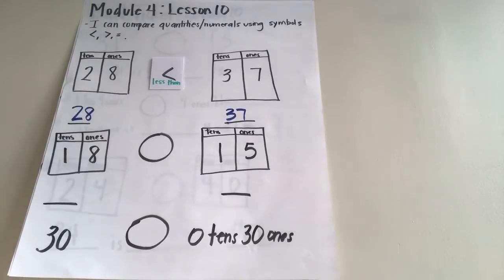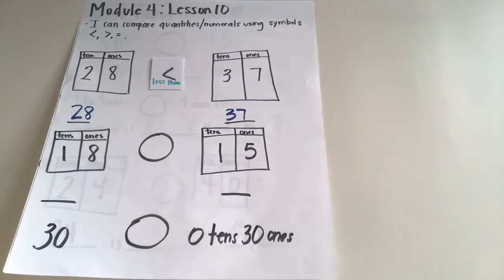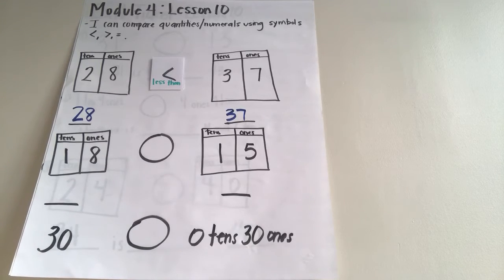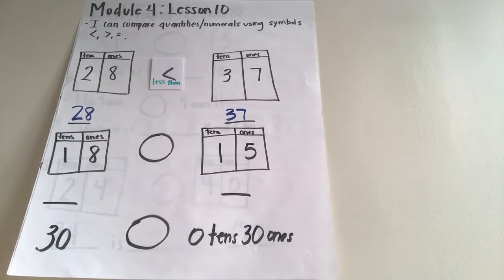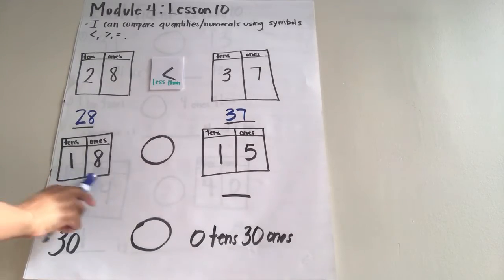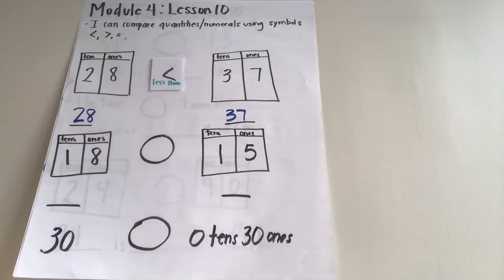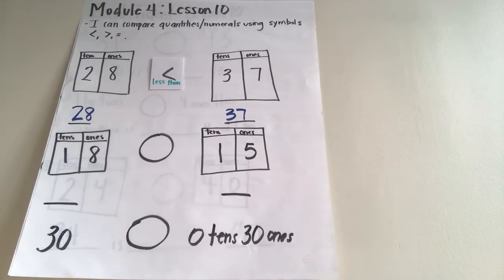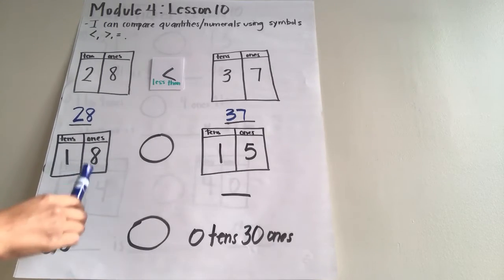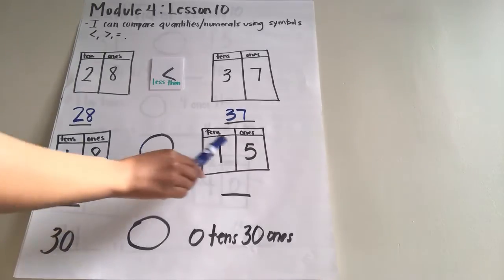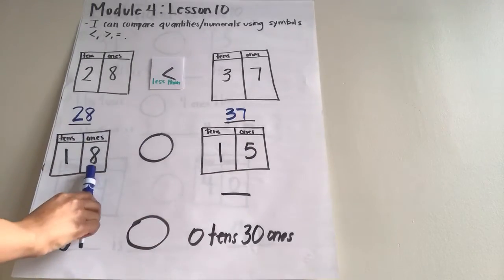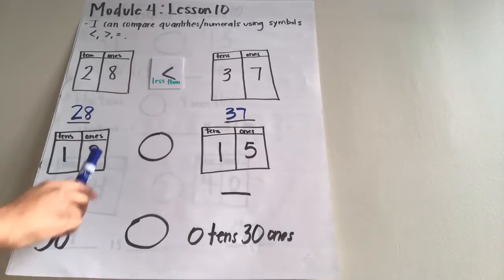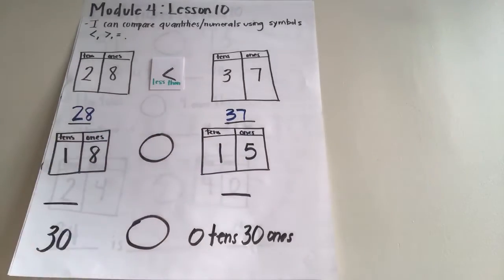Let's take a look at number 2. Starting on the left, this number has 1 ten. This number has 1 ten. They both have 1 ten. I know that if two numbers have the same tens, I can look at the ones. So back to my left, I have 8 ones and 5 ones. 8 ones is greater than 5 ones.